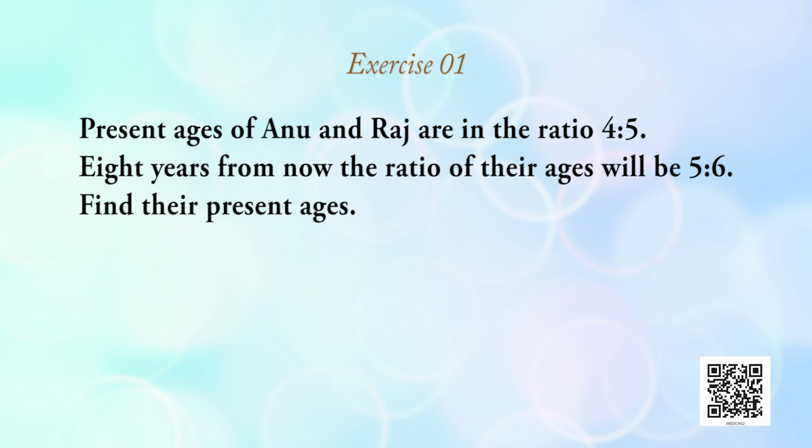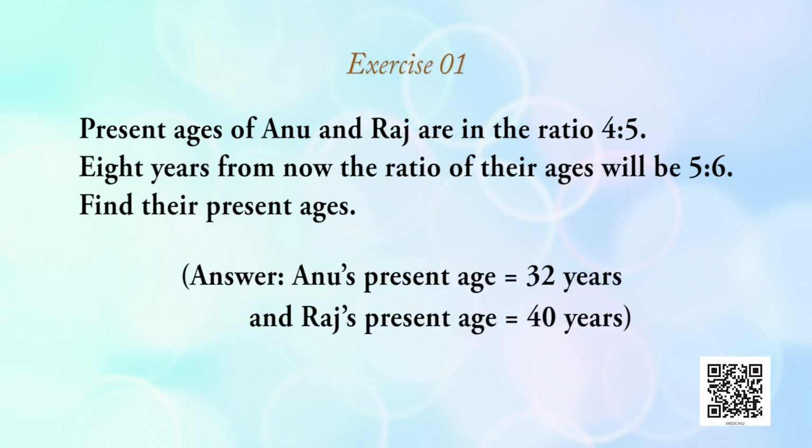Problem 1. The present ages of Anu and Raj are in the ratio 4:5. 8 years from now, the ratio of their ages will be 5:6. Then find their present ages. Answer: Anu's present age is 32 years and Raj's present age is 40 years. Please try to find out by applying the above methods.